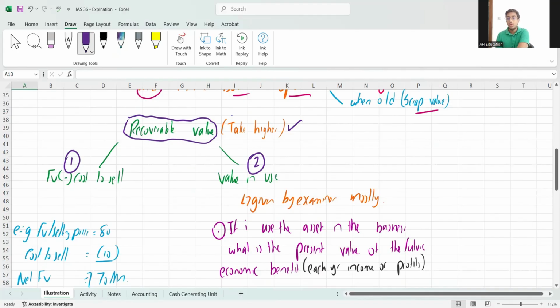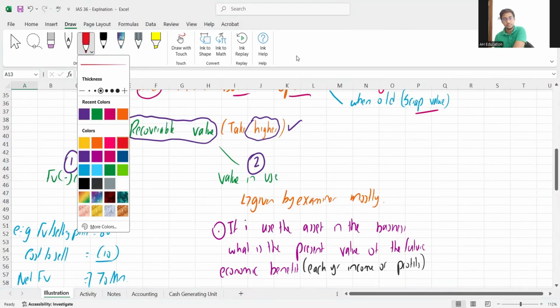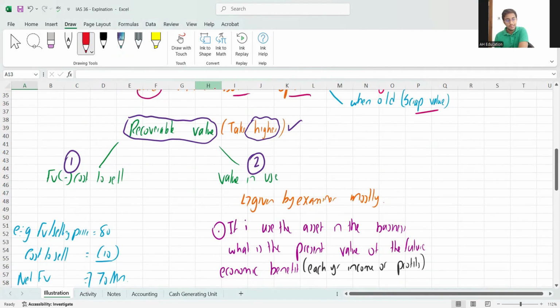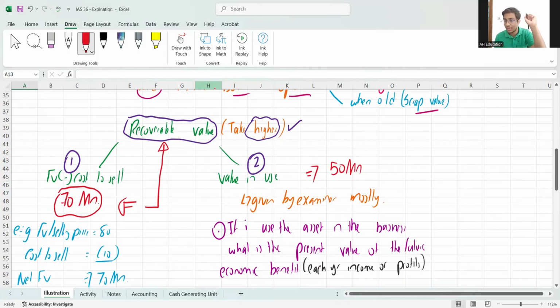So you all know recoverable value is the maximum benefit from that particular asset. You can either sell it or you can use it in your business. You need to take the highest. For an example, let me tell you. Fair value minus cost to sell is about 70 million. Value in use is only giving you 50 million. So out of these two, which is your maximum? Which is the highest benefit? I would say fair value is going to give you the maximum benefit. So this would be your recoverable value. Always understand your recoverable value is the maximum benefit from your fair value minus cost to sell or your value in use.